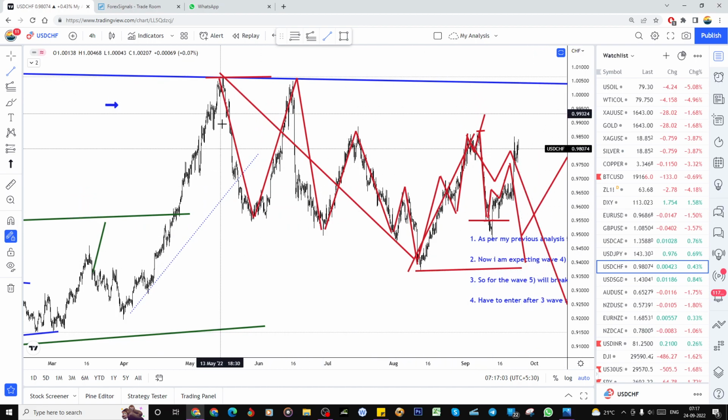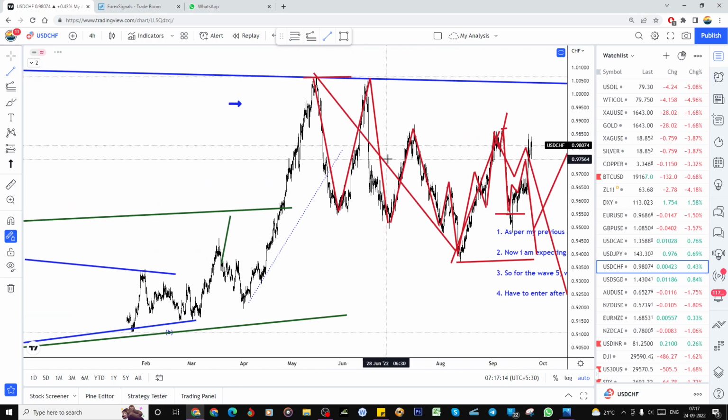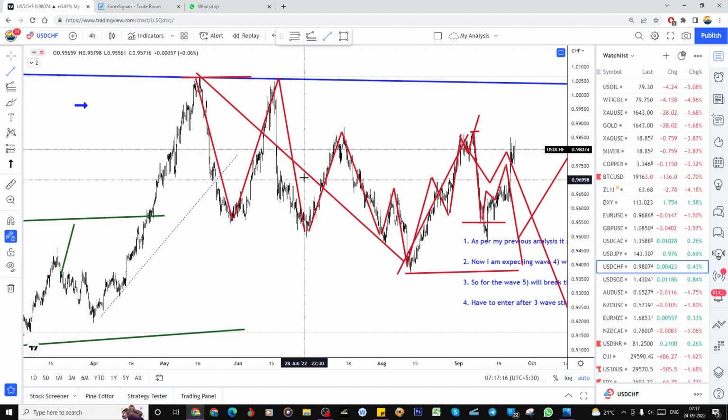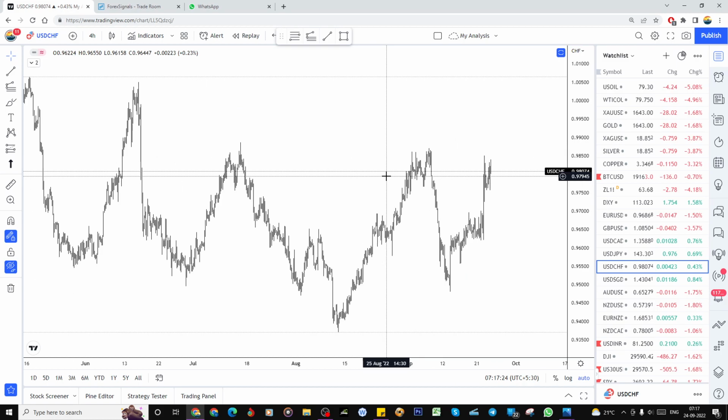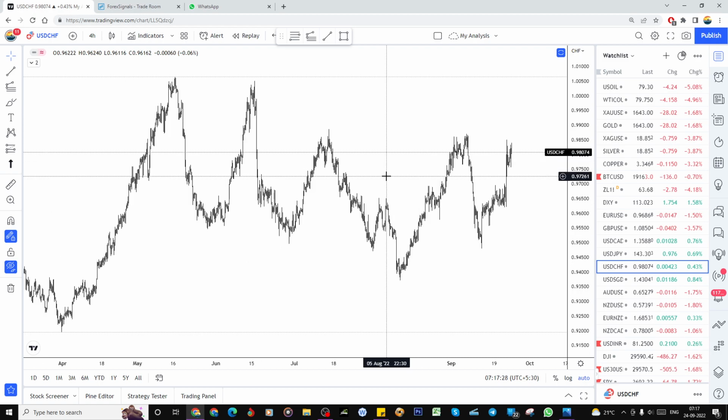So whether this is one ABC, and after this, the ABC is a B, or this is the one ABC. So it could be, see, a lot of options in the corrections. Whatever I explain here, you can't understand if you don't know about the Elliott wave theory.